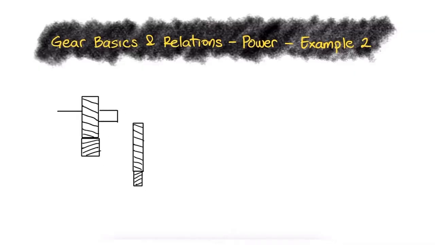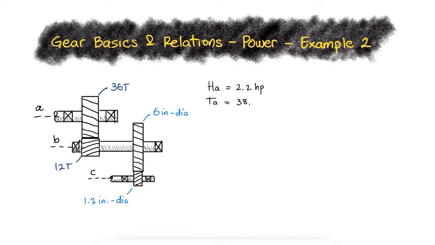The double reduction helical gear set is driven through shaft A through an engine that has a power of 2.2 horsepower, with a torque of 38.5 pound-inches. What are the input and output revolutions per minute, and therefore the velocity ratio?